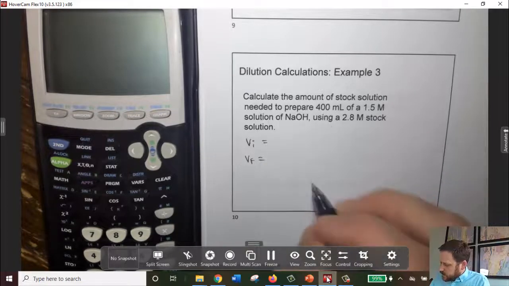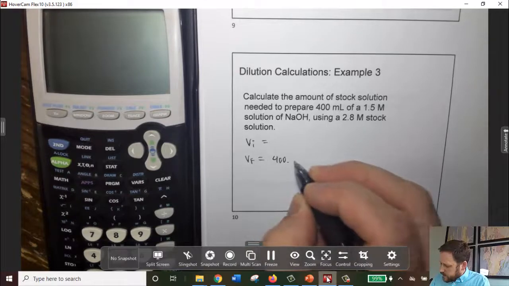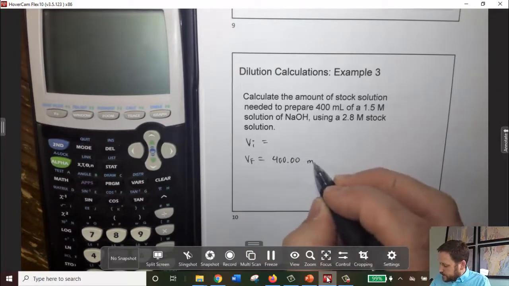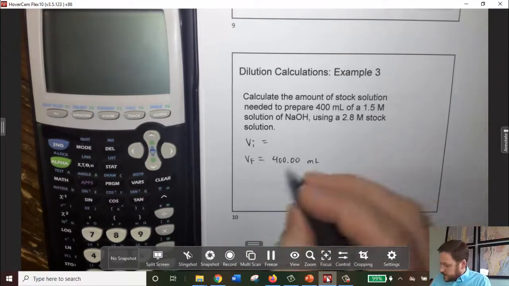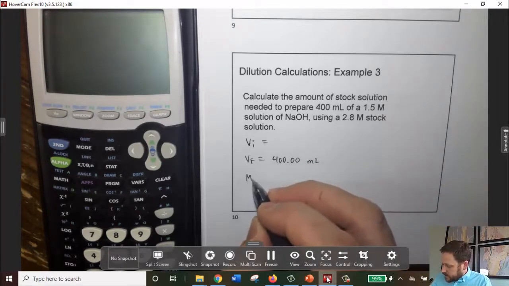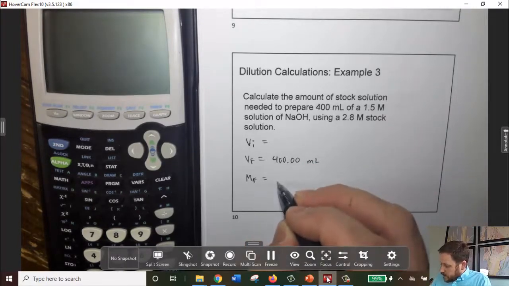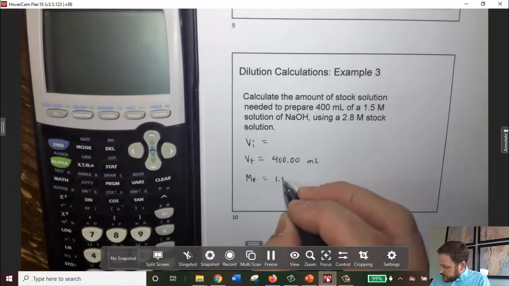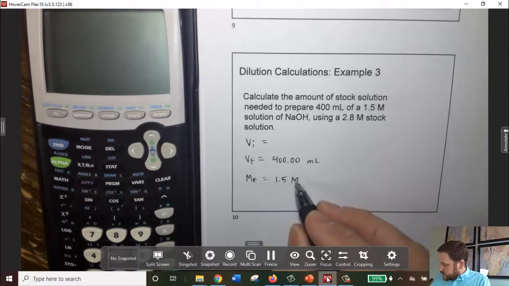And even though that's only one significant figure, I'm going to assume that I would like to prepare exactly 400 milliliters. So really, an infinite number of significant figures is implied here. And I'd like the final molarity to be exactly 1.5 molar. That's the target molarity, as precisely as I can.